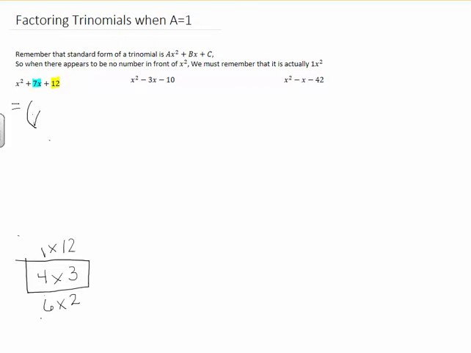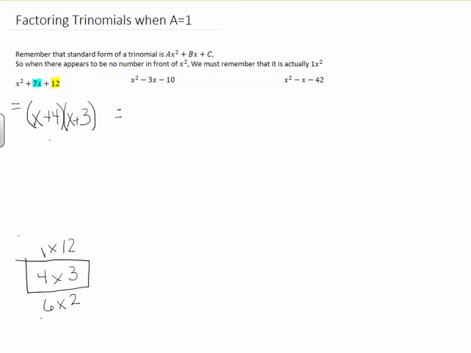So we write x plus 4, our first factor, close our brackets, and then write it again, x plus 3. And that is trinomial factored when a is equal to 1. So we start the process again for our second example.